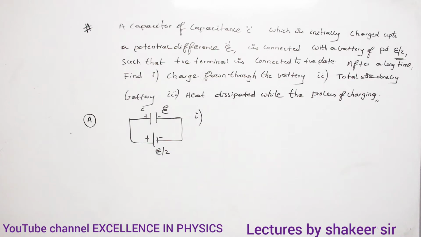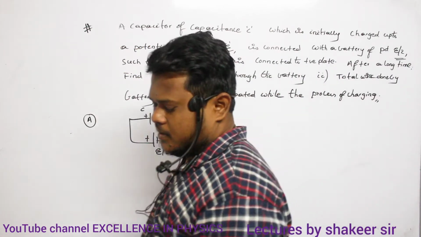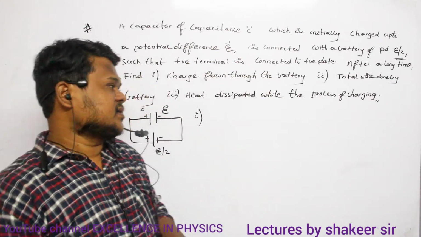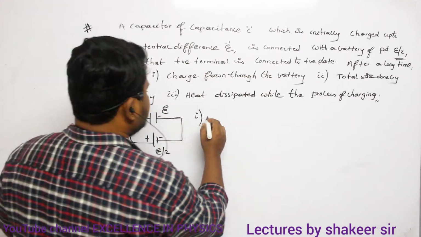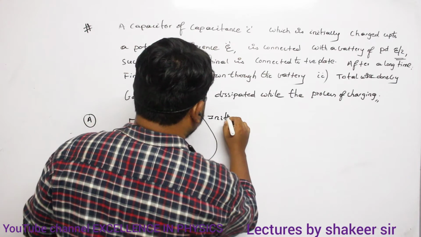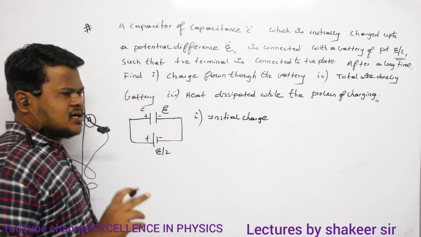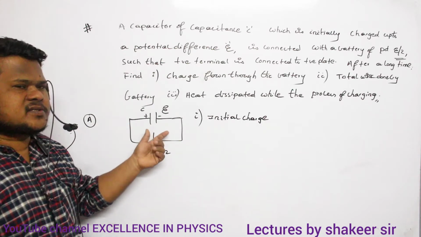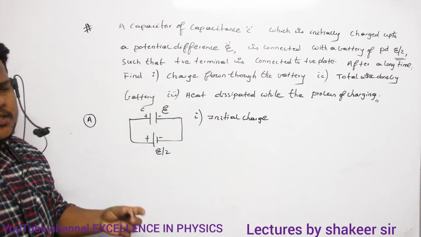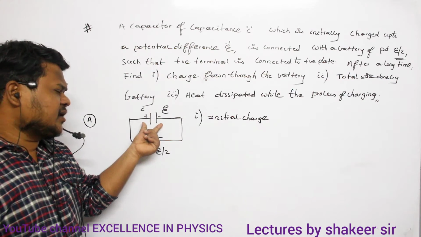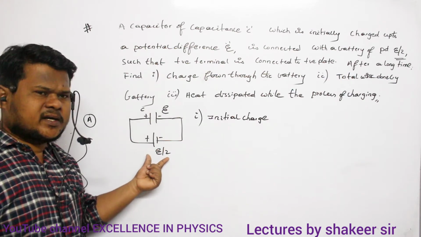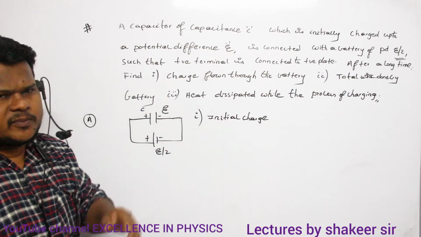How can you calculate? So what is the charge which has flown through the battery? So what is the initial charge? What is meant by initial charge? It is the charge which was present on this capacitor before connection. Initial charge means before connecting this capacitor to this battery, how much charge it will be having?